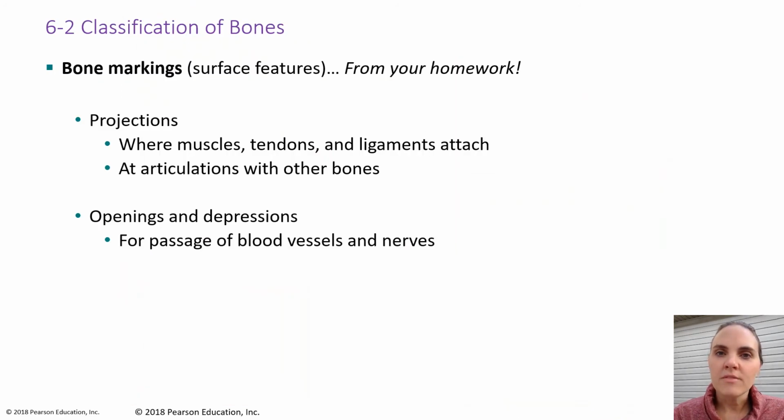Our bones not only have unique shapes, but they also have characteristic bone markings or surface features. These can include projections, which are protrusions where a muscle, ligament, or tendon can attach, or an articulation with another bone can occur. And we also have openings and depressions, which are basically holes or valleys where vessels or nerves are going to lie against the bone or penetrate through the bone itself.